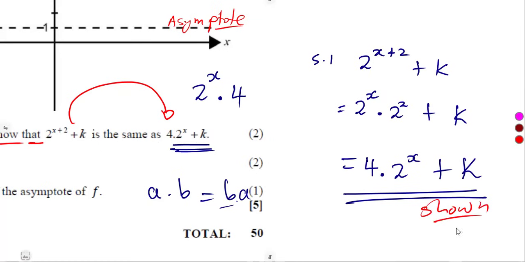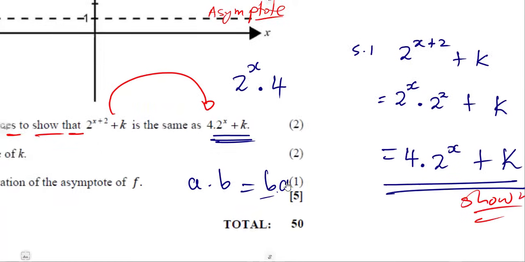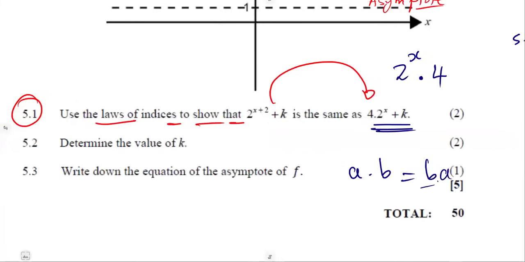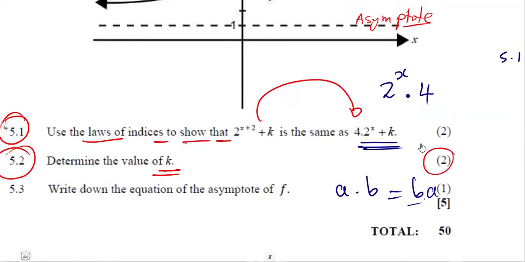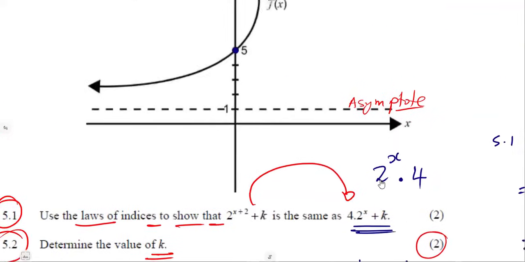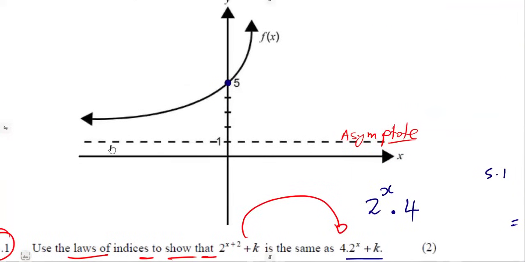Show that it can be written like this. Then from there, determine the value of k. Determine the value of k for 2 marks. How can we determine the value of k, guys? All right. The value of k, we can see it from the asymptote. We don't need to determine it. You can see it from the asymptote.